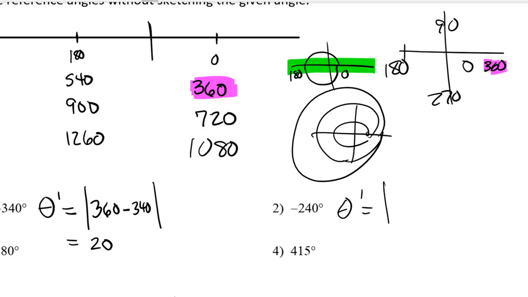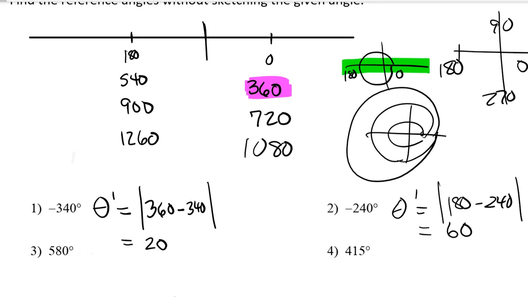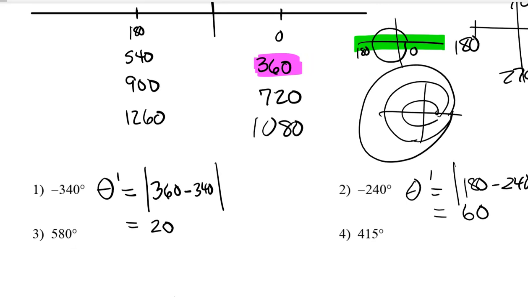So again, when we write that, we'll write theta prime equals, with absolute value bars around it, 180 minus 240, and that will give you the correct value of 60 degrees. Because 180 minus 240 is negative 60, but when you take the absolute value of that, you end up with 60. So theta prime, our reference angle, would be 60 degrees.